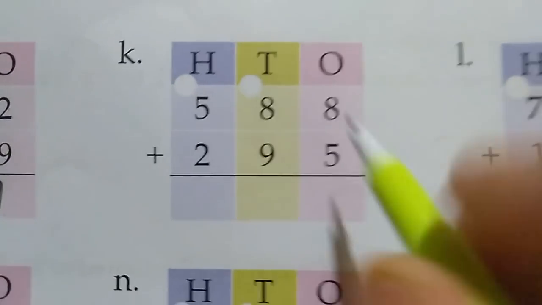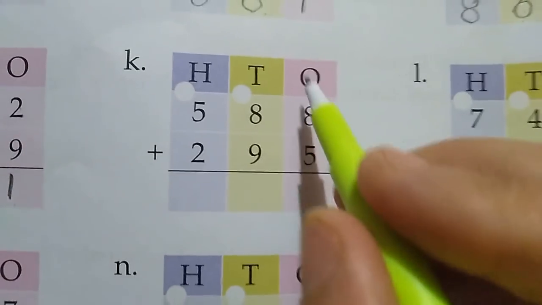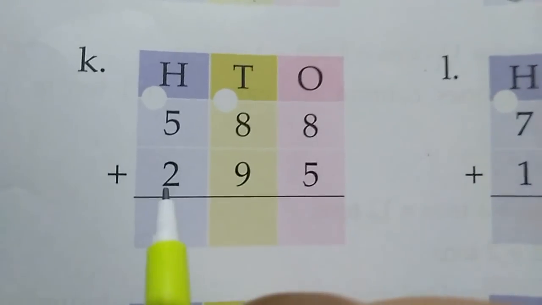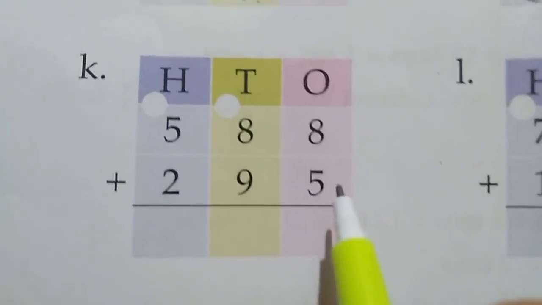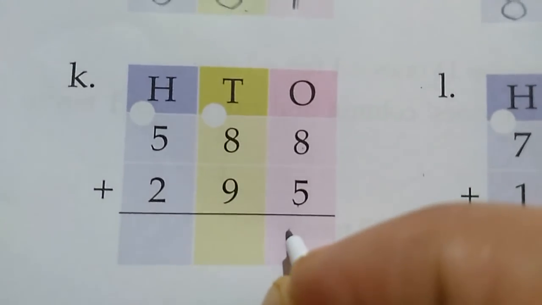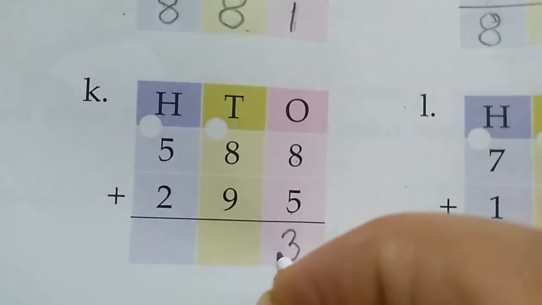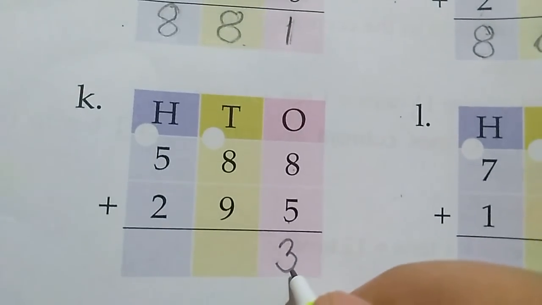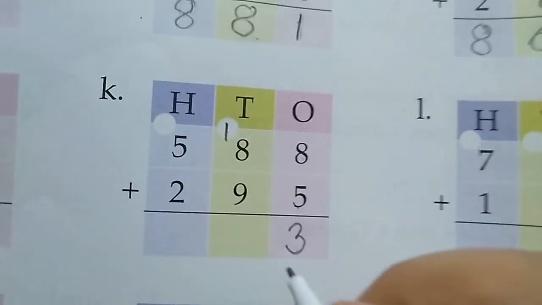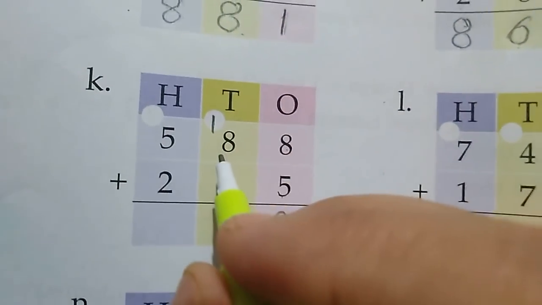Okay, now we will come to K. We will start from ones place. The number is 588 plus 295. So 8 plus 5 is 13. So we will write here 3. Okay, in 13 at ones place we have 3. So here we will write 3 and 1 we will carry forward to the next place.